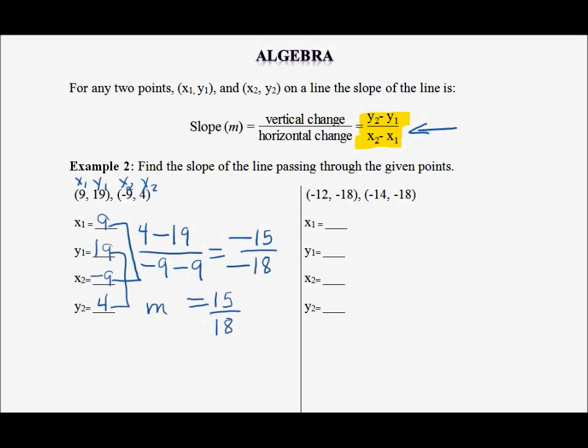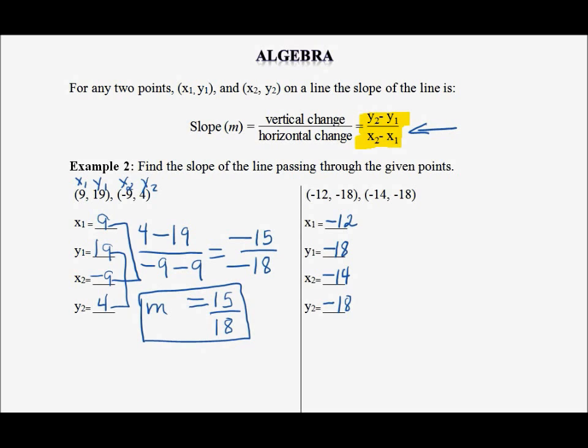Let's try the next one together. It's a fairly simple process. My x1 value is negative 12. My y1 value is negative 18. X2 is negative 14. And my y2 is negative 18.